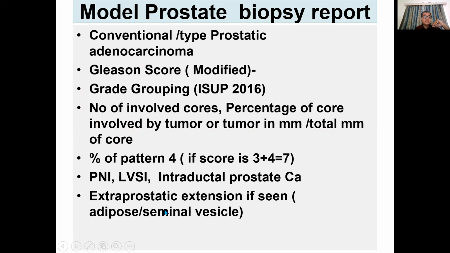And if the core biopsy shows some tumor which is extending into the adipose tissue outside the core, the pathologist can definitely put in the report, and should put in the report, that there is extraprostatic extension.